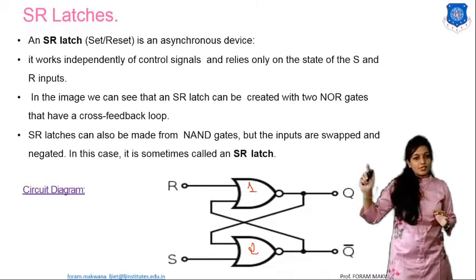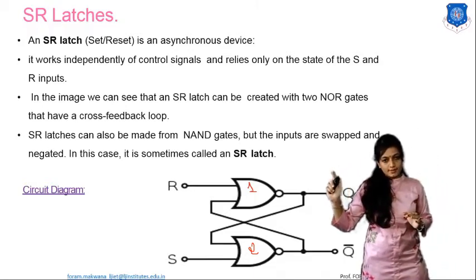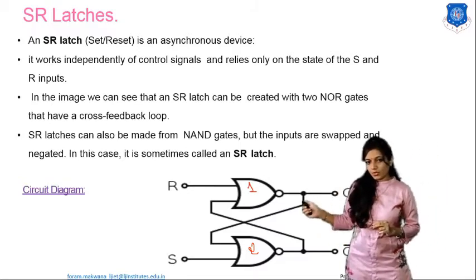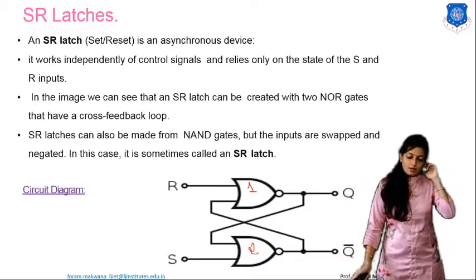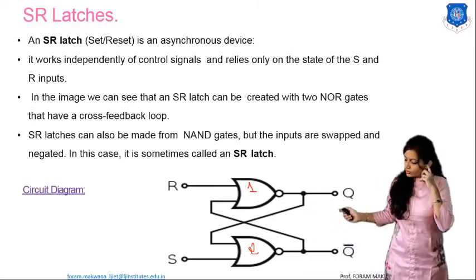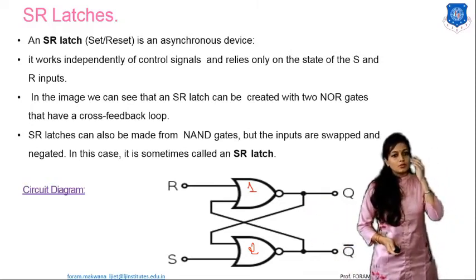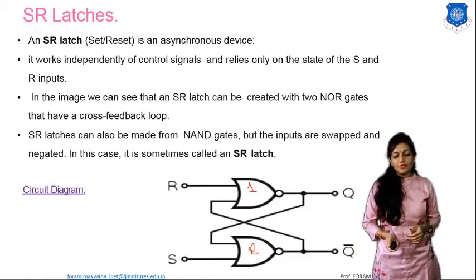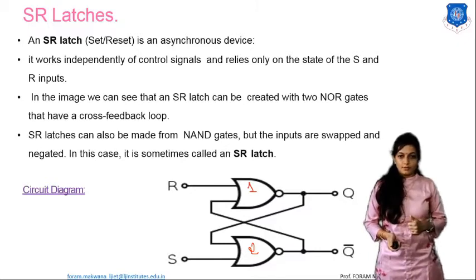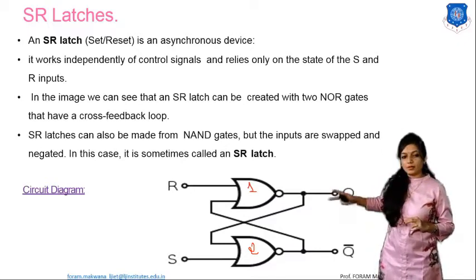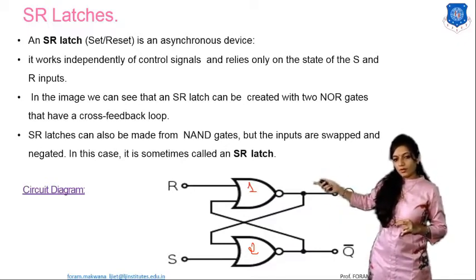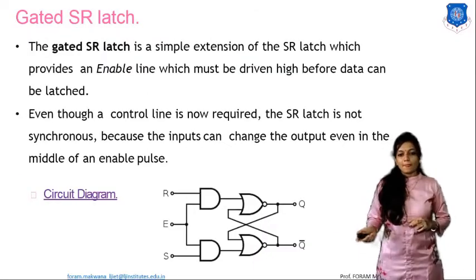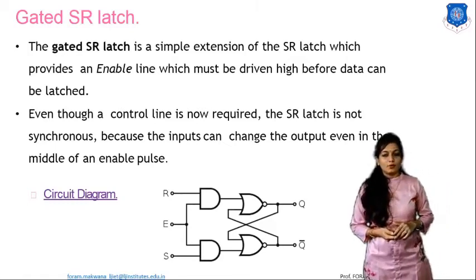Consider that the SR latch can be created with two NOR gates that have a cross feedback, cross coupled connection. Okay? This is the one, this is the second NOR gate. It's having two outputs Q and Q bar. So this SR latch can also be formed with the help of NAND gate. But the inputs are going to be swapped. Okay? Over here, S will be there, R will be there for the NAND gate.